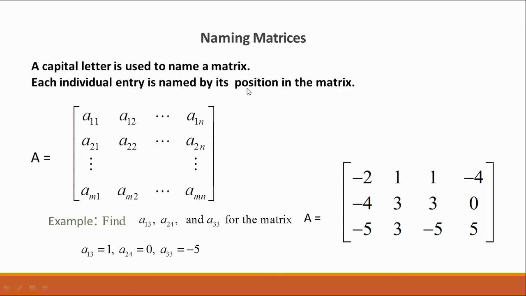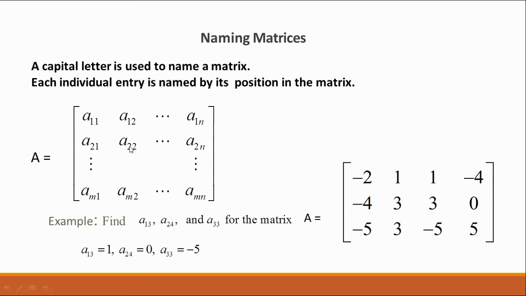Now naming a matrix. A capital letter is used to name a matrix. Each individual entry is named by its position in the matrix. Dear students, you can represent the matrix by a capital letter, and each individual entry is named by its position in the matrix. For example, A11, A12 up to A1n. These positions show that A11 means this element lies in the first row and first column. A12 means the element of first row and second column.